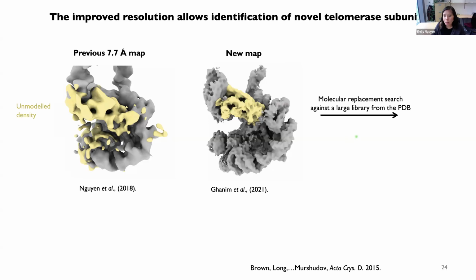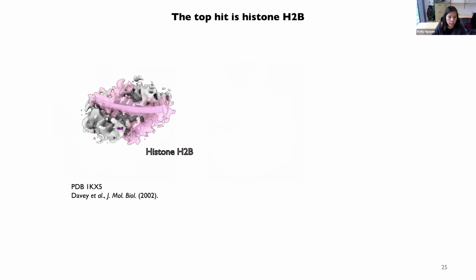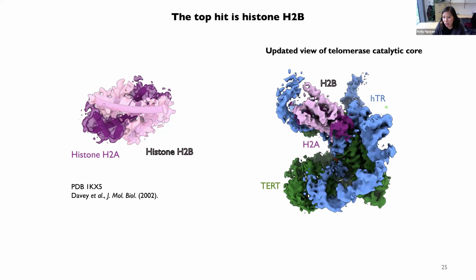So using this unbiased map and an X-ray crystallography technique called molecular replacement, we were able to identify histone H2B in this density. Here is that unmodeled density, and here's histone H2B from the PDB in pink. What you can also see is that it only fits half of the density. If you take H2A from the same PDB and put it into the map, it fits perfectly. That gives us an updated view of the telomerase catalytic core, which not only contains the reverse transcriptase and the RNA, but also a pair of histones.